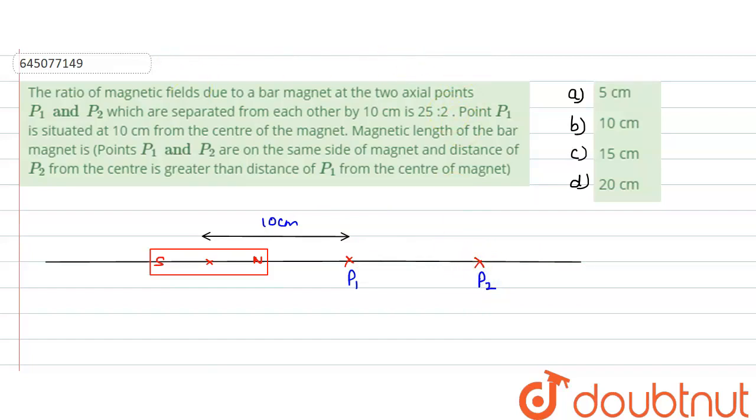Now the distance between P1 and P2 is given to be what? P1 and P2 are separated by 10 centimeter and P1 is situated at a distance of 10 centimeter. So this would be our 10 centimeter. So this statement is clear from the figure.